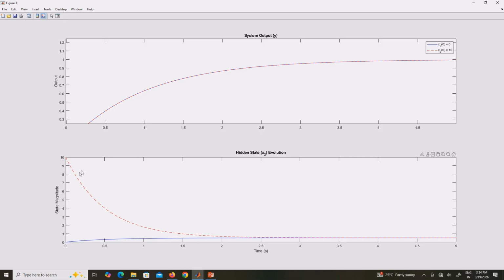Now, this is the state evolution, this is how x2 is behaving. Initially it was at 10, then it goes down in this way in a dotted line, and the other system where the initial condition was [0, 0], x2 was 0. So, the blue line represents that. What is the effect of these two initial conditions at the output? Look at the output. The output in both the cases is exactly the same.